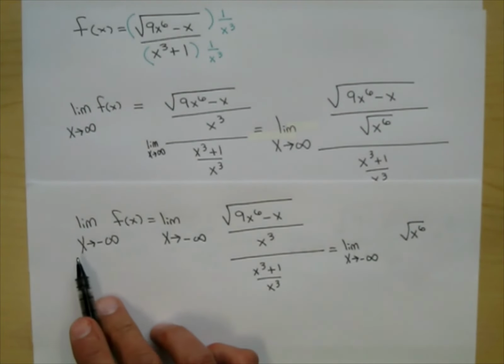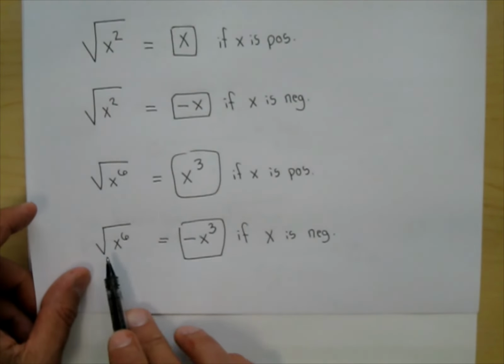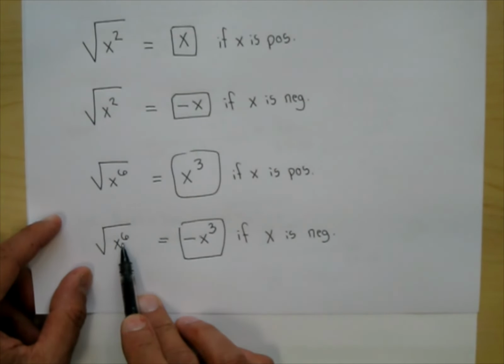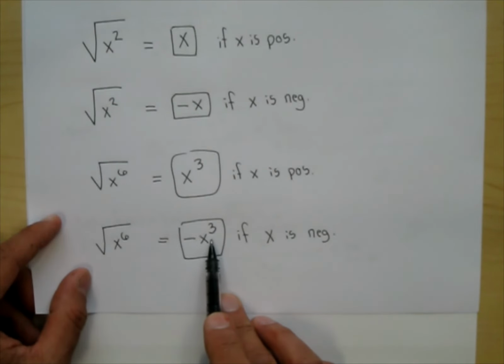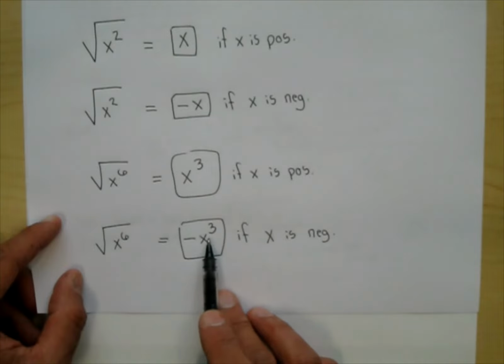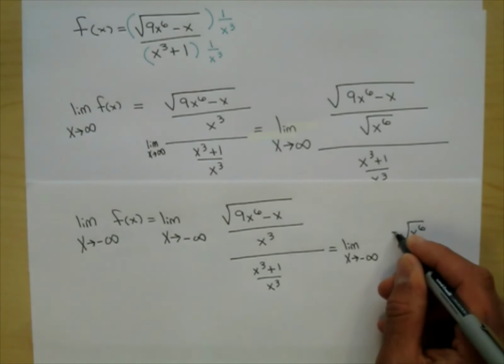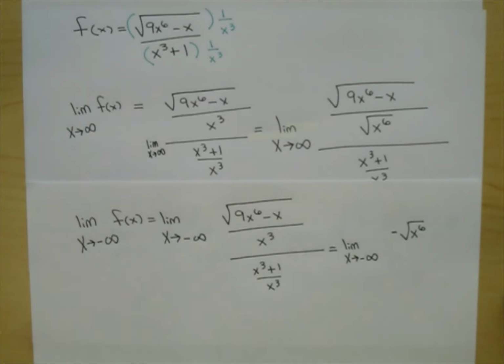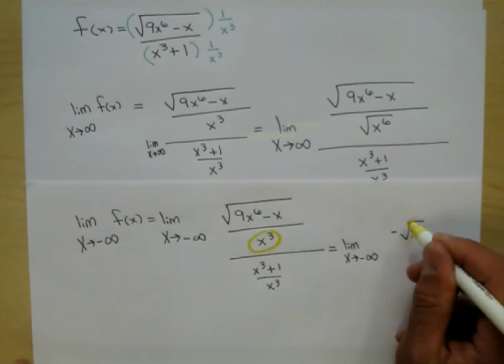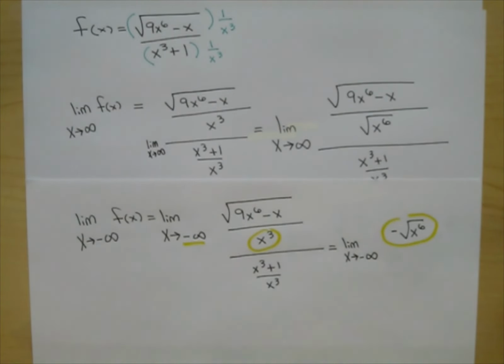Remember, x is a negative number, and if x is a negative number, then the square root of x to the 6th equals negative x cubed, or vice versa. You can say negative this root x to the 6 is x cubed, and that's what we're going to say. So this x cubed gets replaced with that right there. And why the negative? Because of this right here.